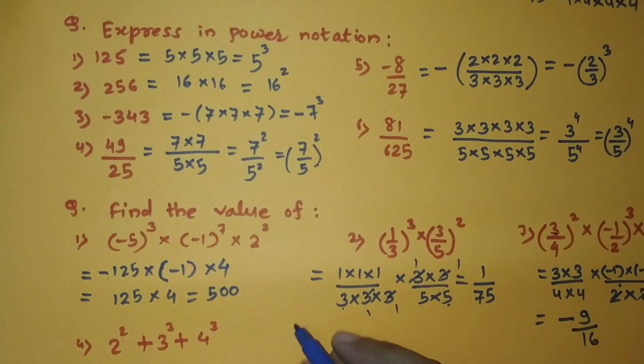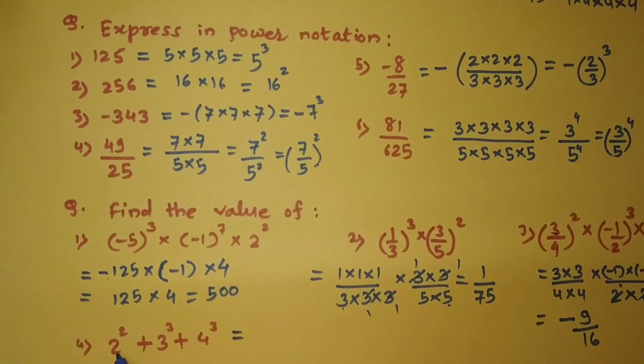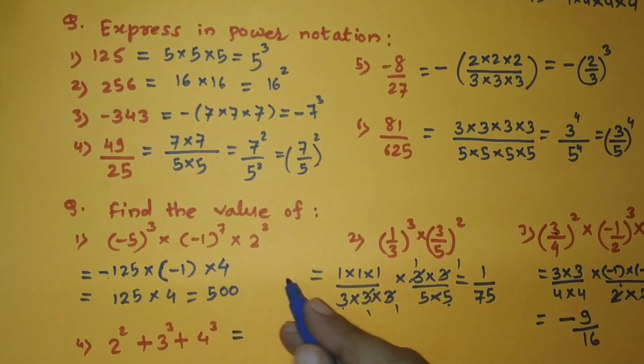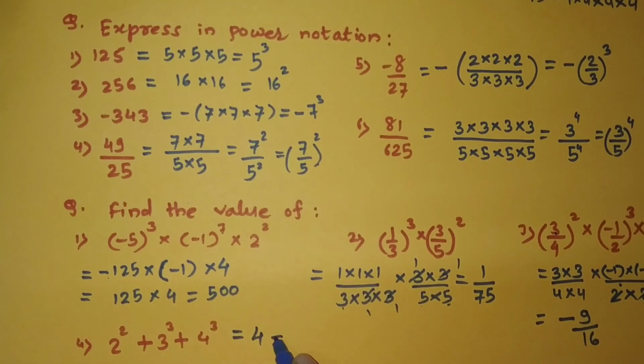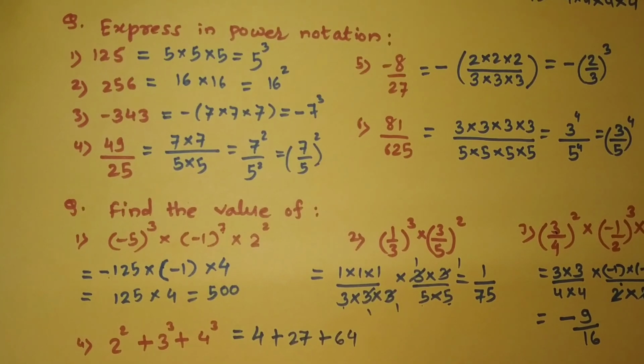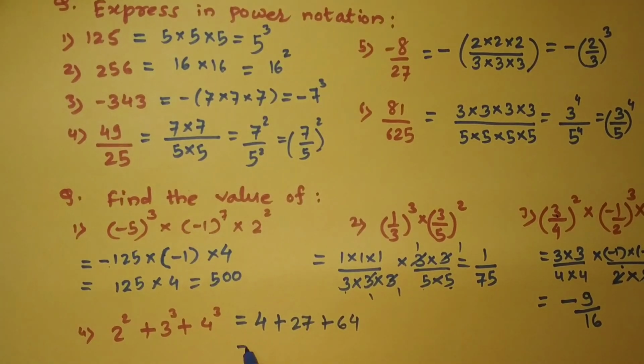Friends, next we need to find the value of 2 square plus 3 cube plus 4 cube. So 2 square is nothing but 4. 3 cube is nothing but 27. 4 cube is nothing but what? 64. So after all you need to add them up. So addition will give you 95. Here 4 plus 4 is 8, 8 plus 7 is 15. And here 8 plus 1 is 9, 95.